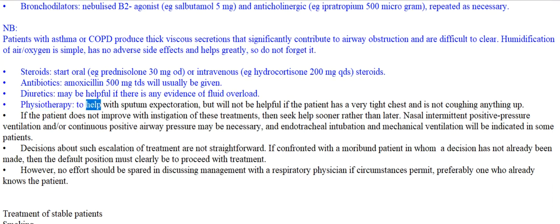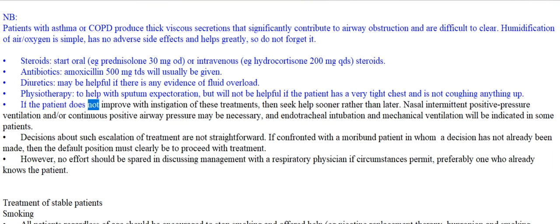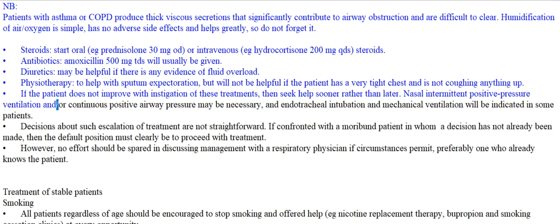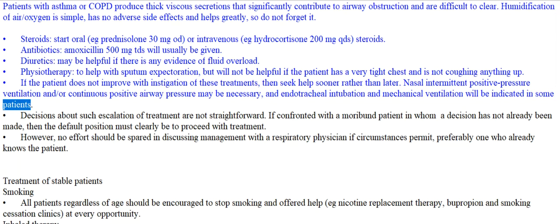Physiotherapy, to help with sputum expectoration, but will not be helpful if the patient has a very tight chest and is not coughing anything up. If the patient does not improve with instigation of these treatments, then seek help sooner rather than later. Nasal intermittent positive pressure ventilation and/or continuous positive airway pressure may be necessary, and endotracheal intubation and mechanical ventilation will be indicated in some patients.